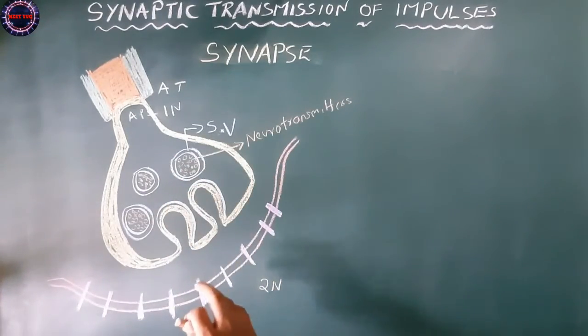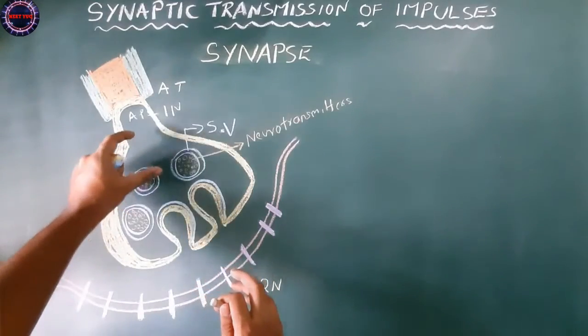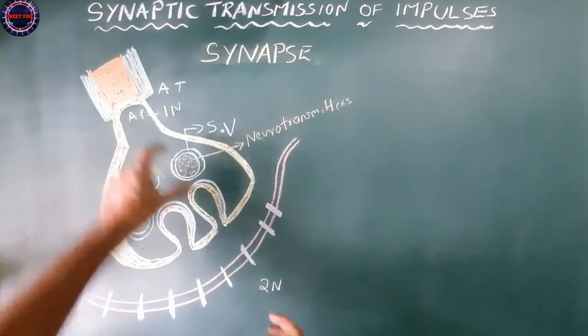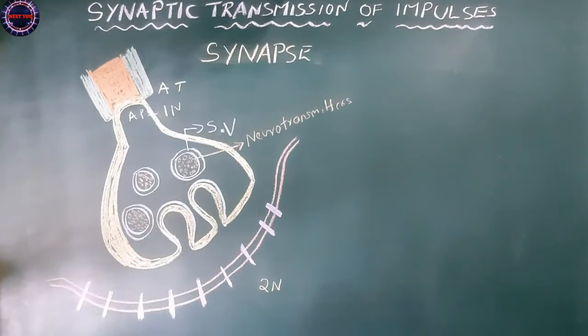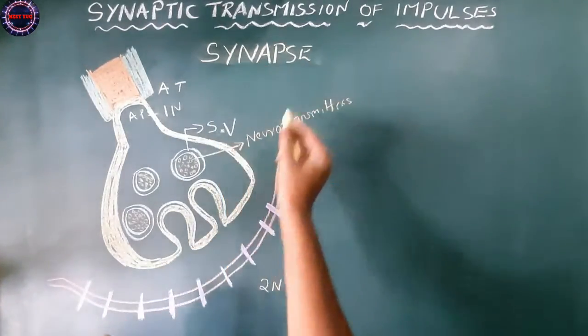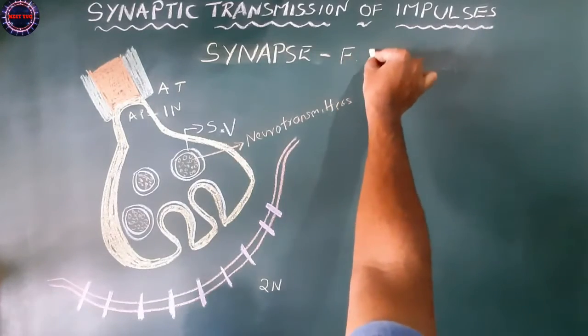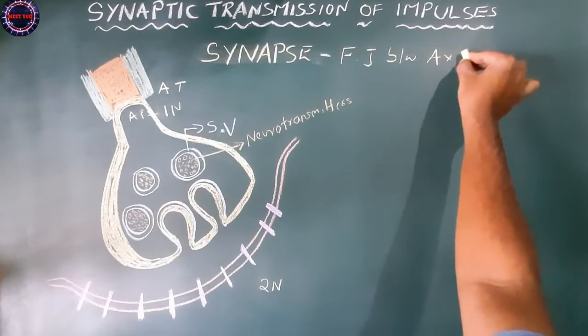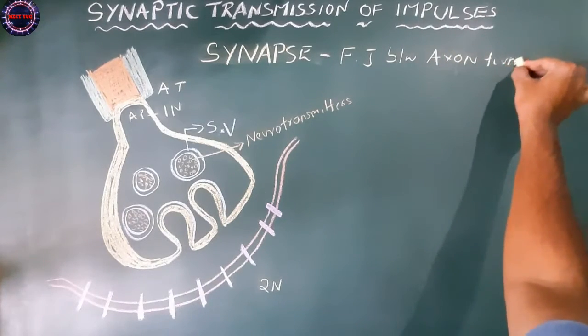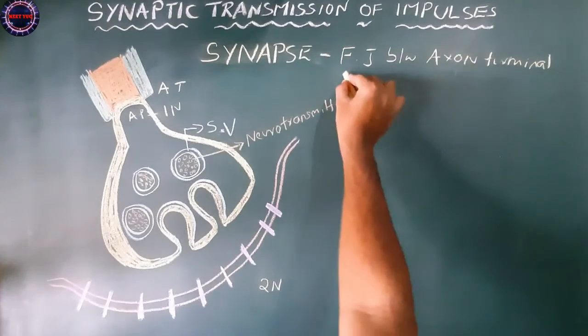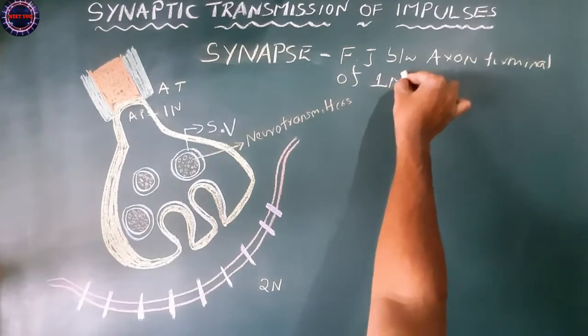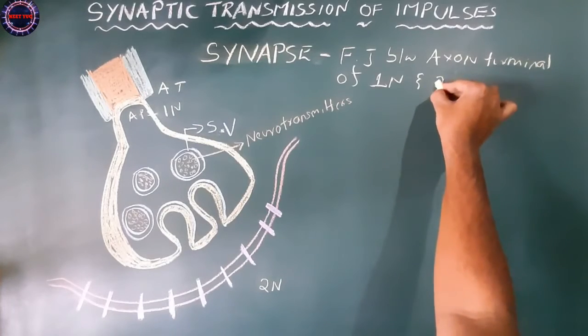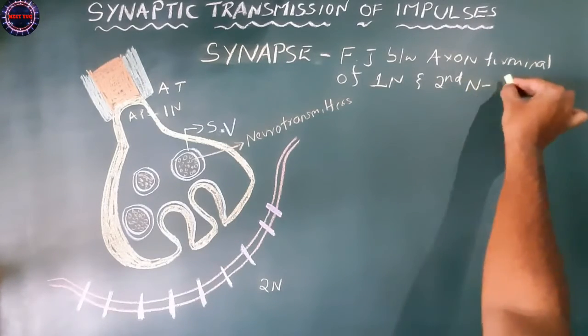These chemicals play an important role in the transmission of action potential from this particular neuron to this particular neuron. They are very, very important chemicals for transmission of the nerve impulse between the two neurons. That is all about the synapse. Synapse is the functional junction between the axon terminal of one neuron and the second neuron's dendrites.